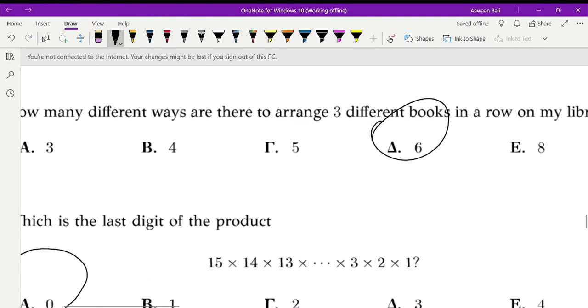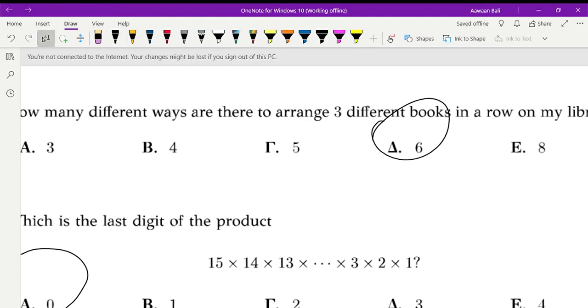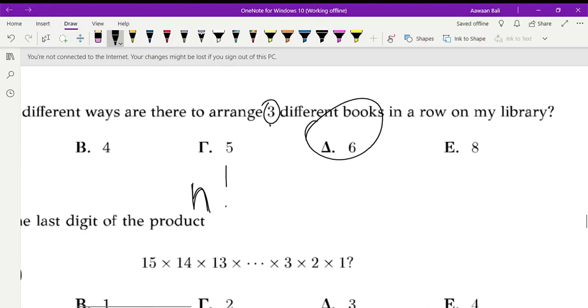So, now since it says 3 different books in a row, the trick when you're doing the arrangement is, let's say n is the amount of book objects you're arranging. n factorial is the amount of arrangements that can happen, where n is a variable and the amount of objects there are. And I put n because it's a variable, and we don't know the exact value. So this goes for all of them.